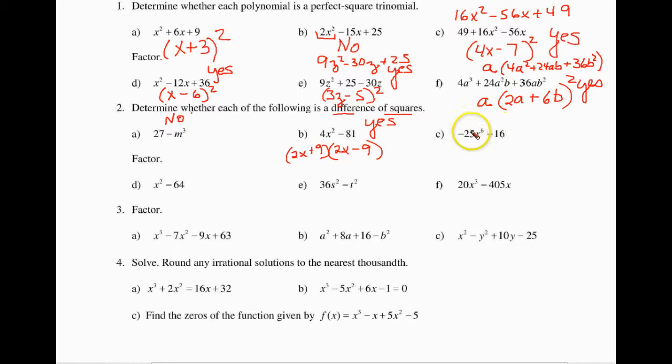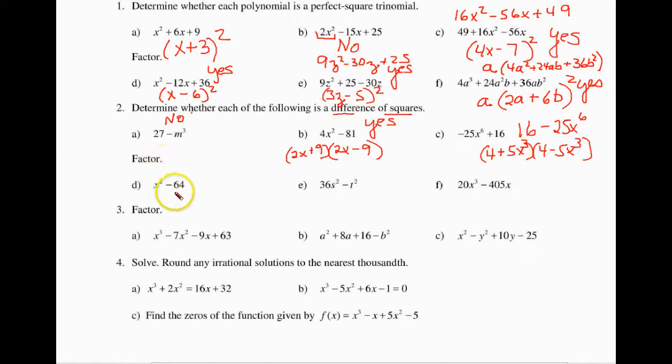Now, okay, you could theoretically put this 16 minus 25x to the 6th, more in that form, but the answer is yes. This is the difference of perfect squares, and it will factor into its conjugates. 4 plus 5x to the 3rd, 4 minus 5x to the third.